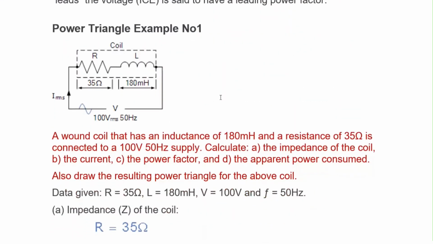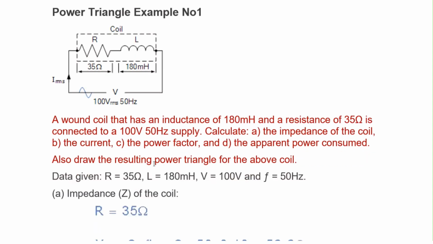So here is the example that I was talking about. Power triangle is given. Power triangle example number 1. This is a circuit consisting of a resistance and inductance. Resistance is 35 ohm and inductance value is 180 millihenry, and a 100 volt RMS 50 hertz supply has been applied on these two elements.